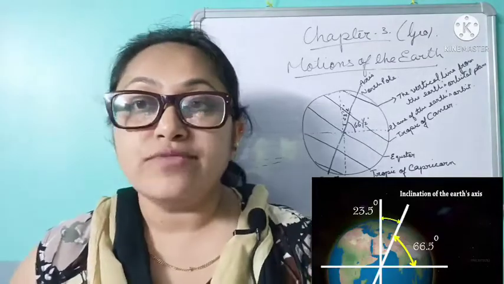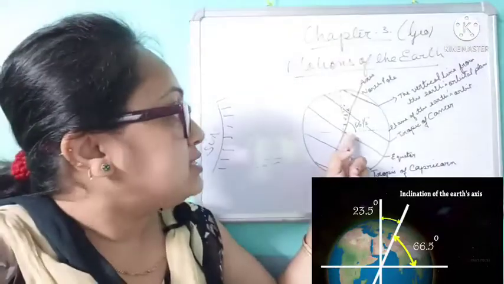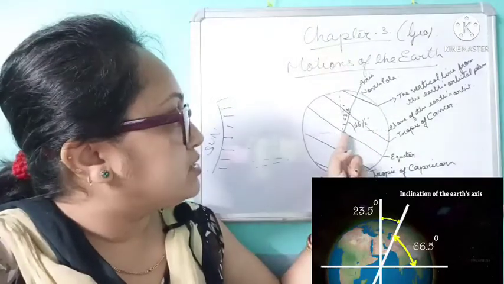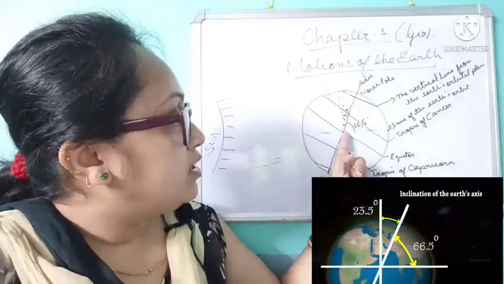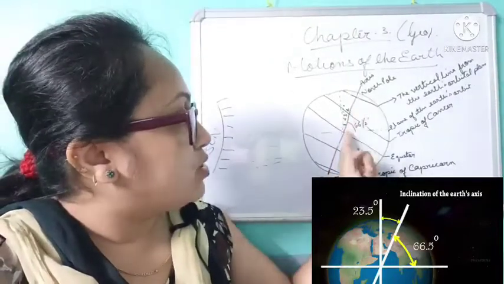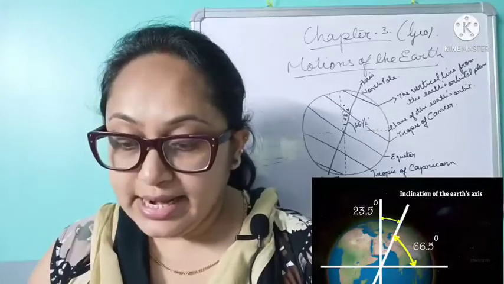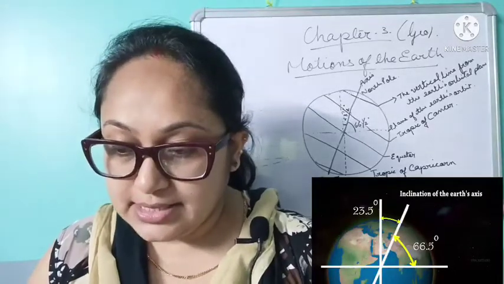Now what is the plane of the earth's orbit? Now this is the plane of the earth's orbit. See, this is the plane of the earth's orbit, is it not? So it is inclined towards the plane of the earth's orbit. This is known as the inclination of the earth's axis.